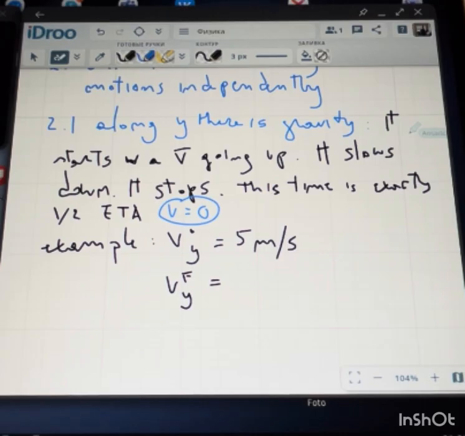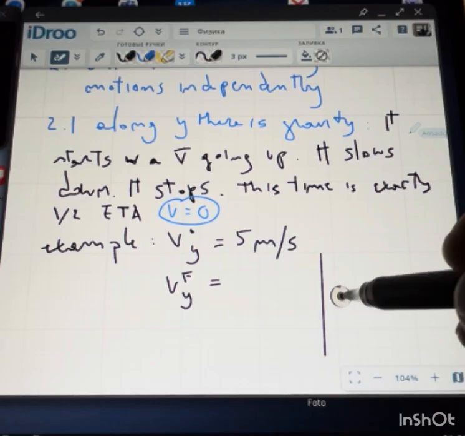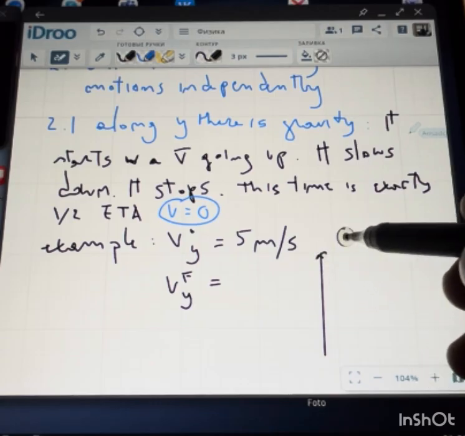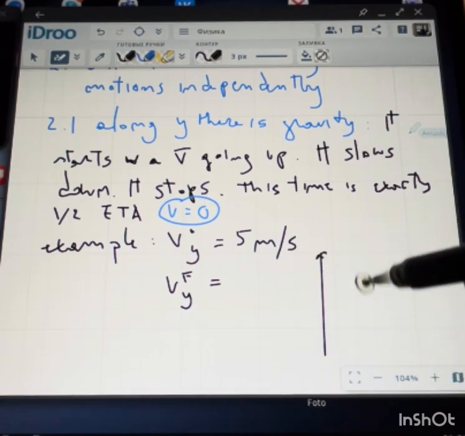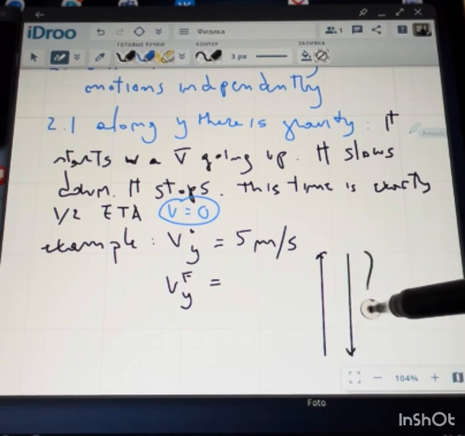I'm really confused. No, you're not. That's just because you have never thrown a stone up and then got it to your head. The thing goes up, and what happens? It stops, and then it comes back down. And how much time will it go down? The same amount of time it took to go up.